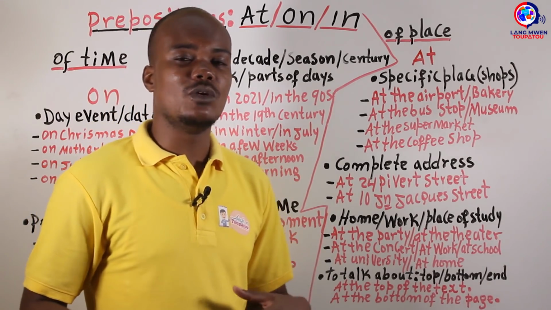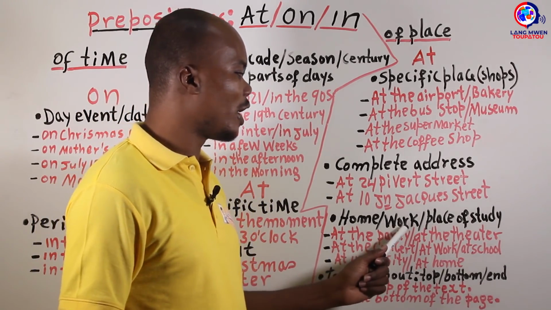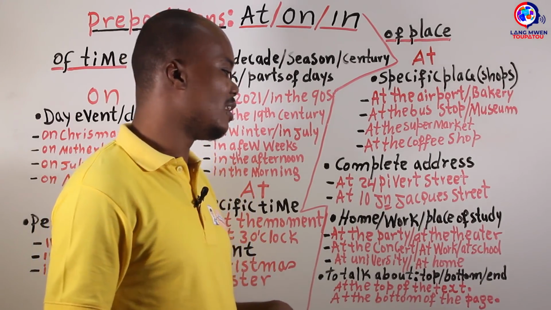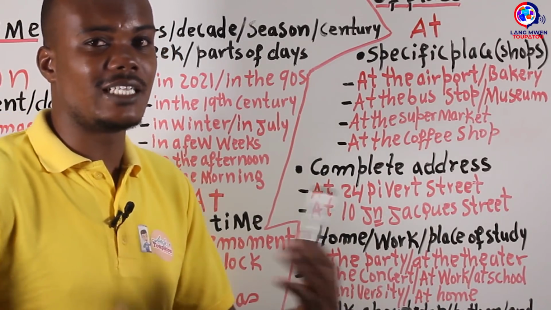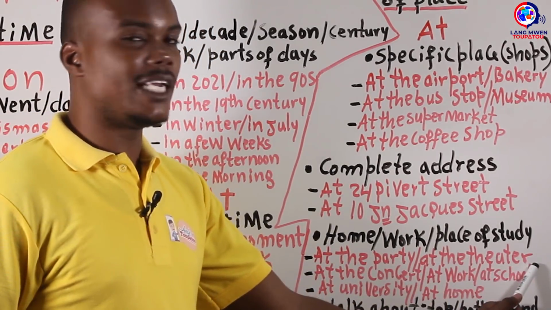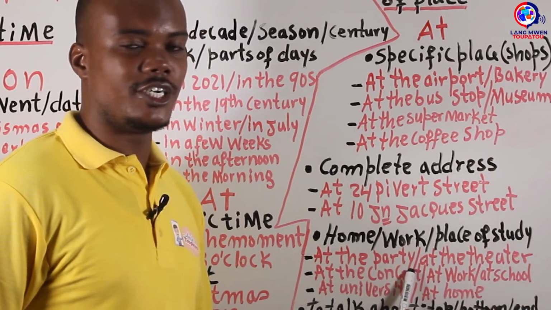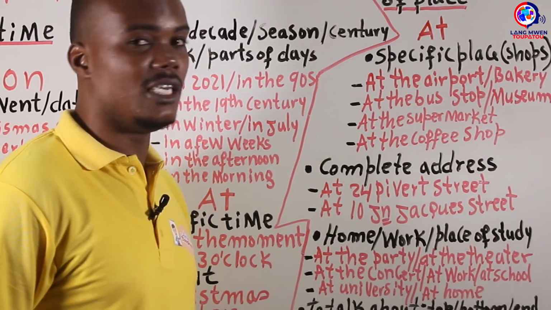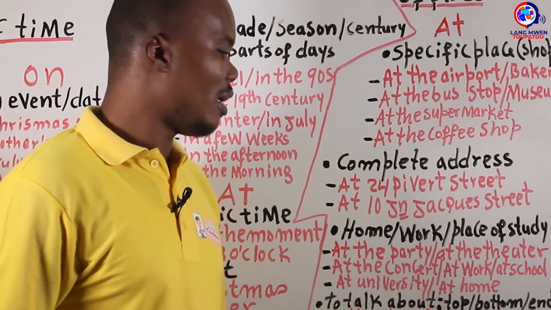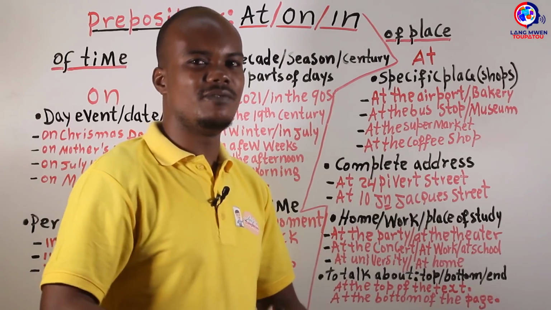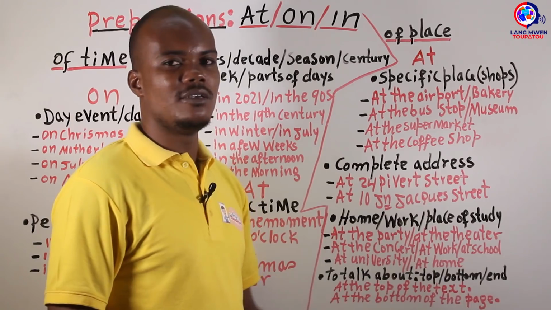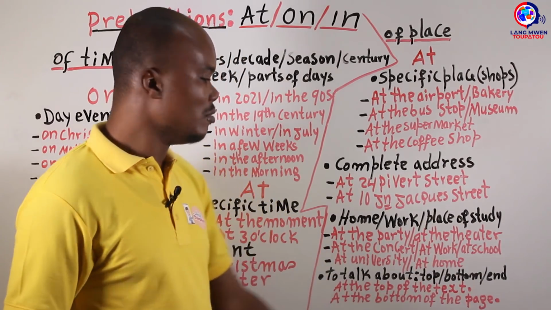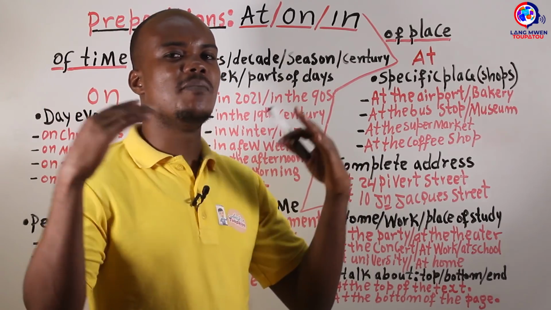And you use preposition at when talking about a group of activities like work, place of study, home. When you're talking about activities, you can use preposition at. Like I can say at the party, the activity you do, at the party, at the theater, at the concert, at work, at school, at university, or at the university, at home. So here we talk about activities that you do. You are able to use preposition at. You say at work, at university, at the concert, okay? At work, at school, at home. You use preposition at when talking about a group of activities.